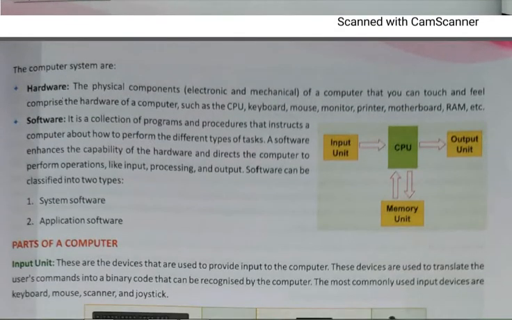Now the computer system has hardware as well as software. Hardware means what we can touch, like CPU, keyboard, mouse, monitor and printer. And software is a collection of programs and procedures that instruct a computer about how to perform different tasks. Like, we have a mobile phone, that is hardware.